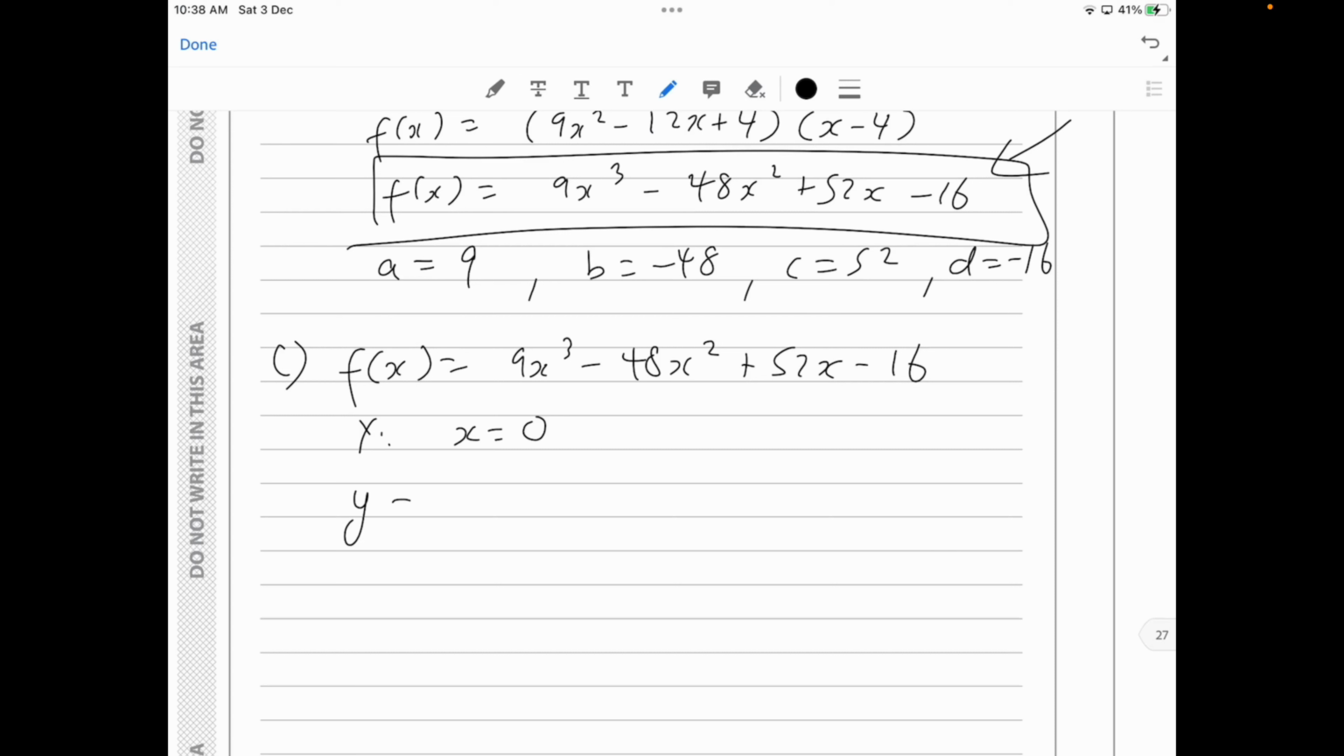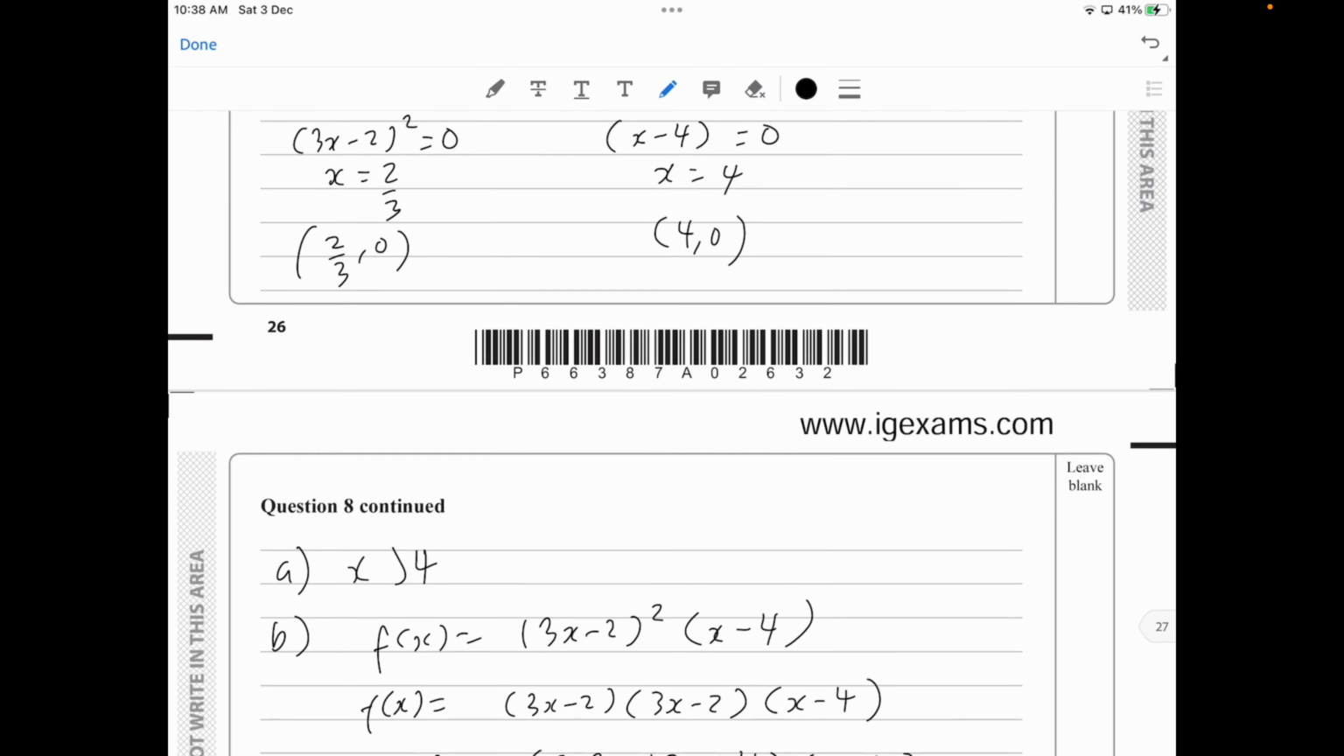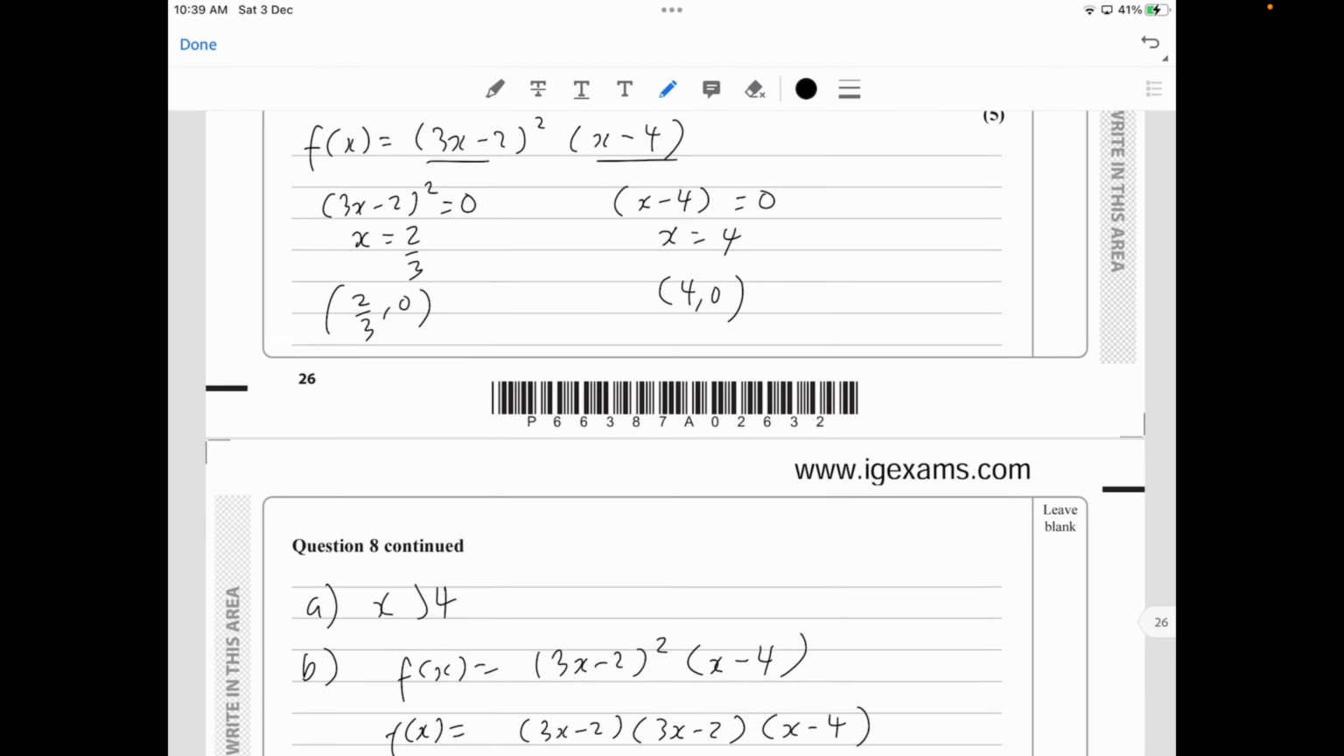So y is equivalent to 9(0) cubed minus 48(0) squared plus 52(0) minus 16. So y becomes negative 16, for the coordinates (0, -16). On the diagram, we can mention that line L is y equals negative 16. This is line L in this case, with the coordinates (0, -16).